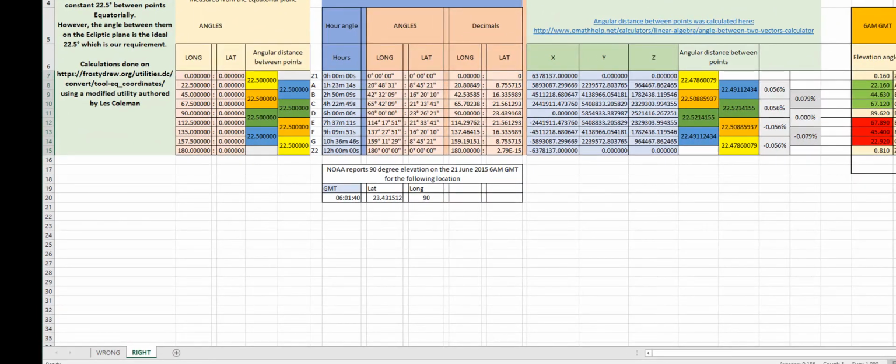Even so, while I was on the NOAA website, I noticed that if I used a time of 6 a.m. plus 1 minute and 40 seconds, at our latitude of interest at 90 degrees east and 23.431512 north, even at the tilt angle that we chose, the angle of elevation of the sun at this location was higher than 89.62. It was almost 90 degrees. So I thought to myself, I'm going to use this time instead of 6 a.m. GMT, and get a new set of values.